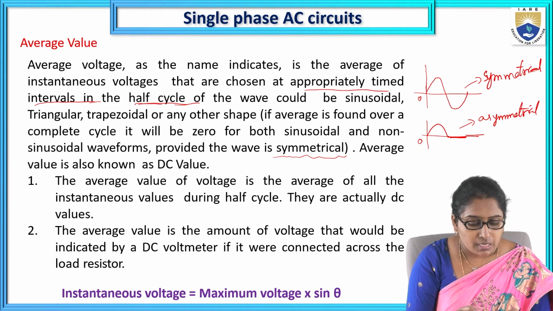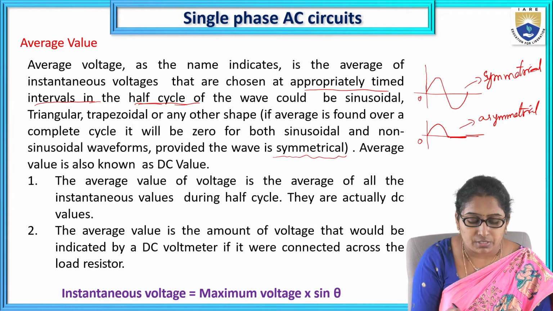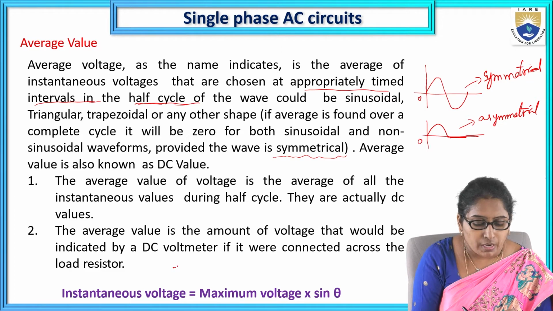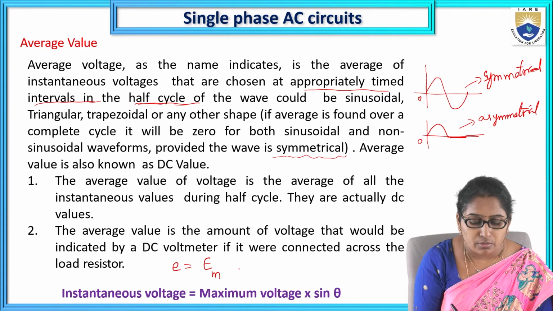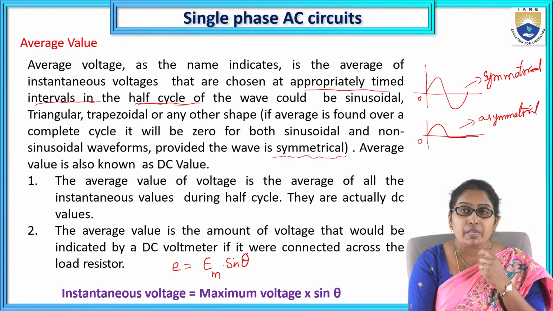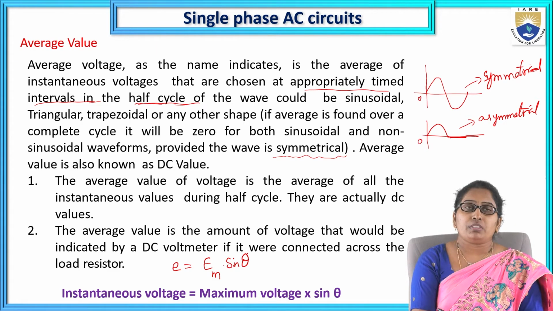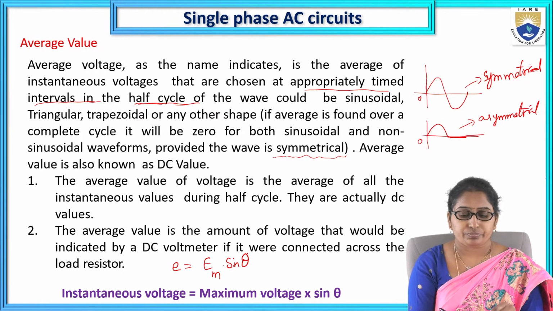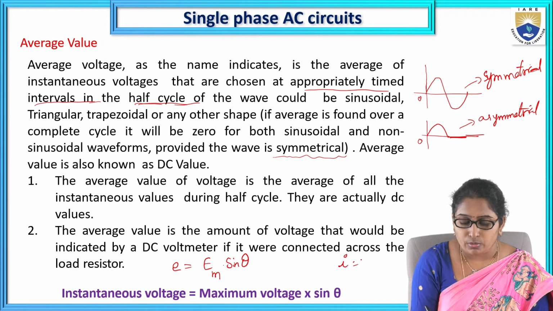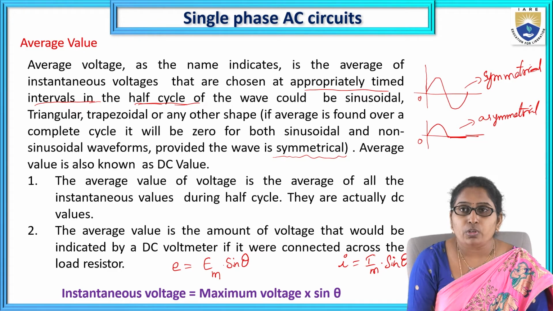Now, look at this last point, instantaneous voltage. We know that instantaneous voltage is denoted with small e or small v. V is equal to the maximum voltage multiplied by sine theta, where the maximum voltage is the peak voltage. So that is the basic relation: instantaneous voltage is equal to the maximum value multiplied by the sine of the angle. If it is a current, I is equal to Im sine theta.